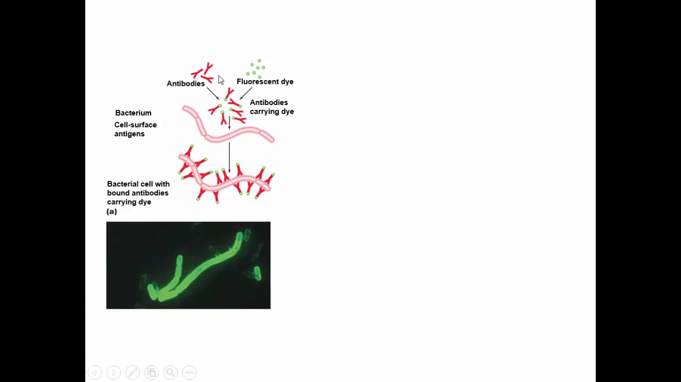So here we see antibodies and our fluorescent dye, and we bind them together. And if these antibodies are to a particular organism, they will attach to that organism. The dye will be attached to the organism as well. And when we look at them under a fluorescent microscope, the organism lights up.